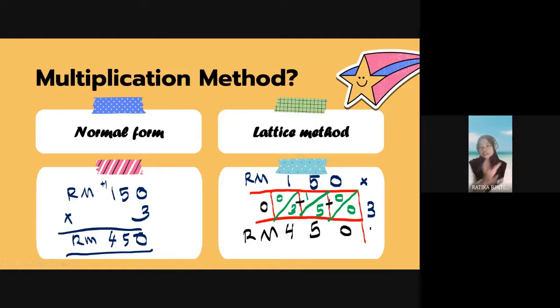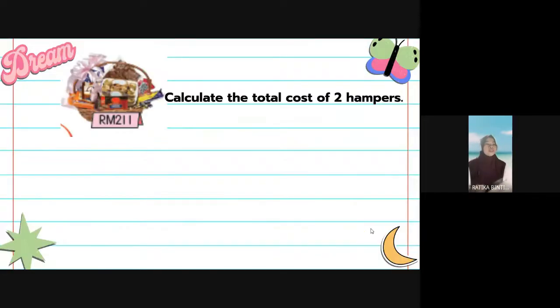Okay, this is just for the revision. Okay, about the normal form and also the lattice method. Okay, now look next. Now you have this question. Calculate the total cost of 2 hampers. Okay, 1 hamper is 211 ringgit. This is for 1 hamper.